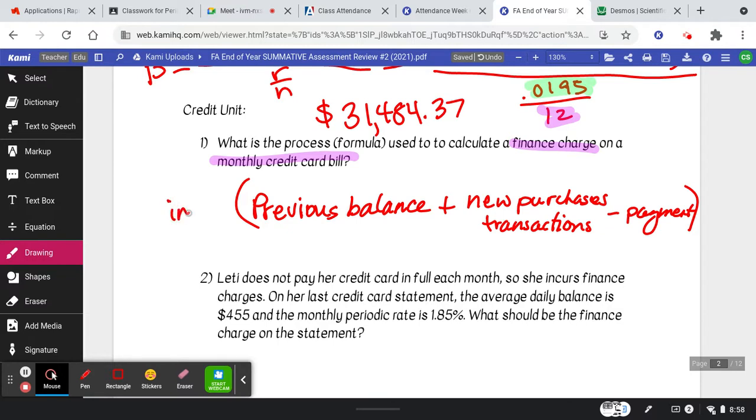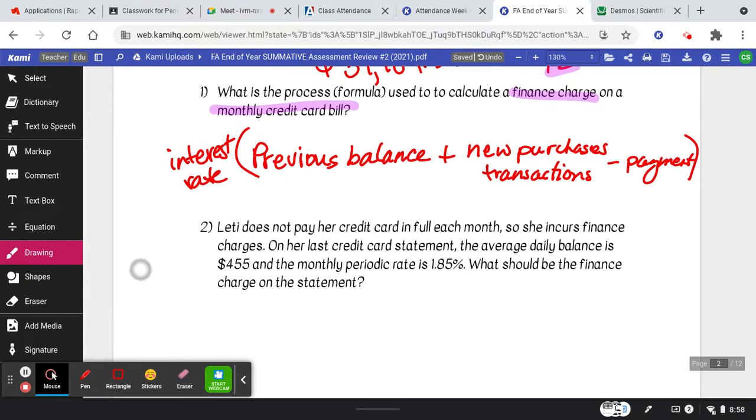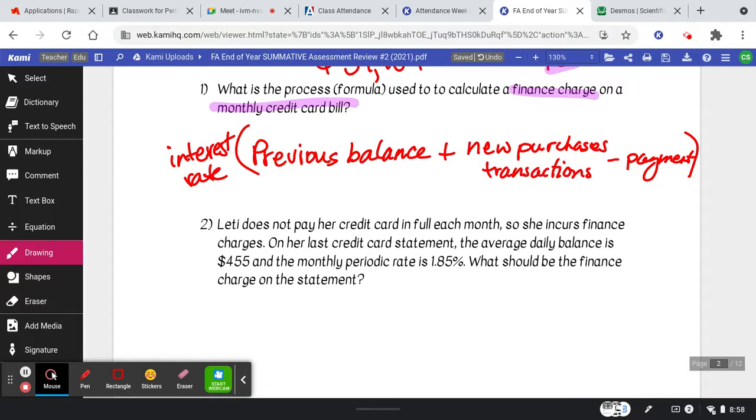And then we multiply that by the monthly interest rate, so we can get a monthly finance charge. Okay, so we're going to use this later in a question. Now let's look at an example.